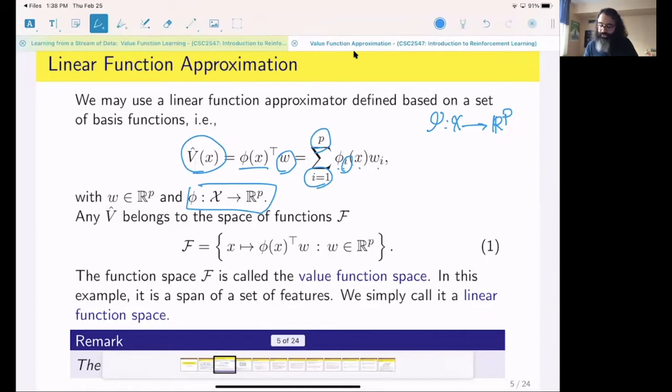So here, v hat, the approximated value function, is described by the choice of w. We can also write it in this more explicit form, with a w here. And by changing w, we can change the value function that we are approximating. Is this clear?